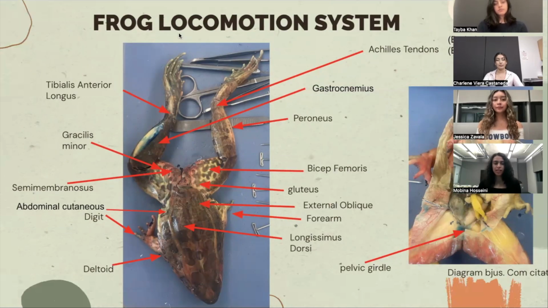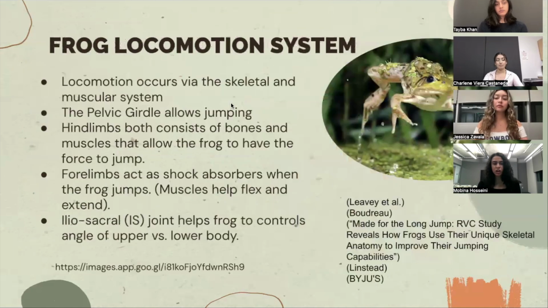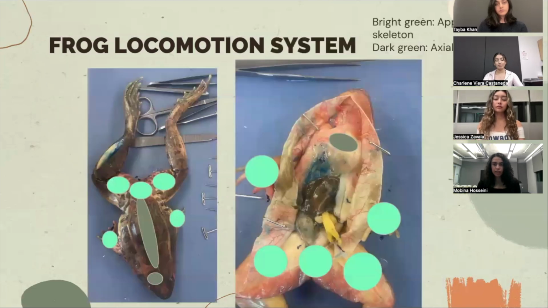Frogs have specialized skeletal and muscular systems for movement. Their hind limbs and pelvic girdle allow them to jump and swim efficiently. Their forelimbs act as shock absorbers when landing. Frogs can also step, kick, and climb, making them highly adaptable in different environments. Here we see the axial and appendicular skeletons labeled.